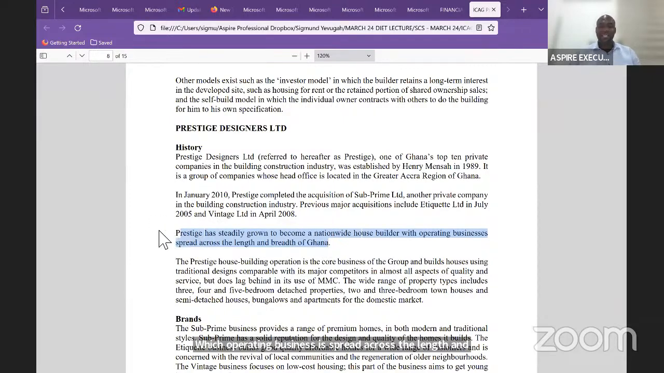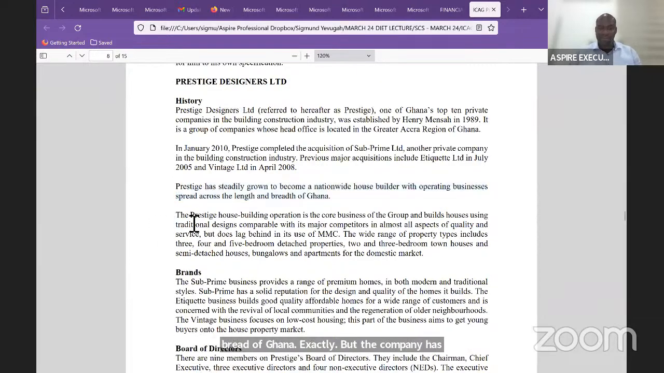But the company has challenges, and they are all imminent in the case. The Prestige housing operation is the core business of the group, and they build houses using what they call traditional designs comparable with its major competitors in almost all aspects of quality service. But what is the challenge? They lag behind in the use of modern methods of construction. They are still using outdated methods.